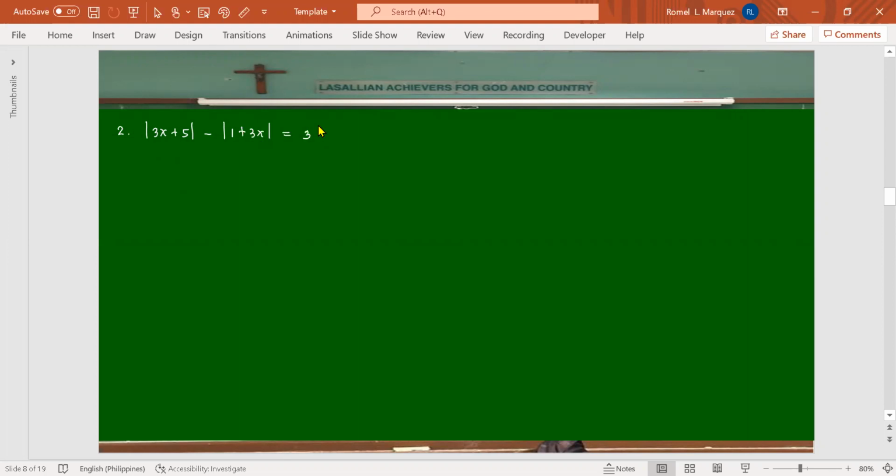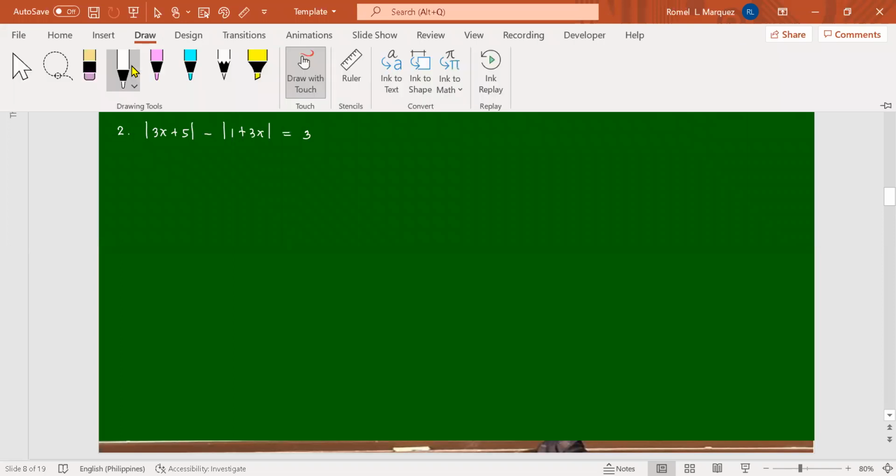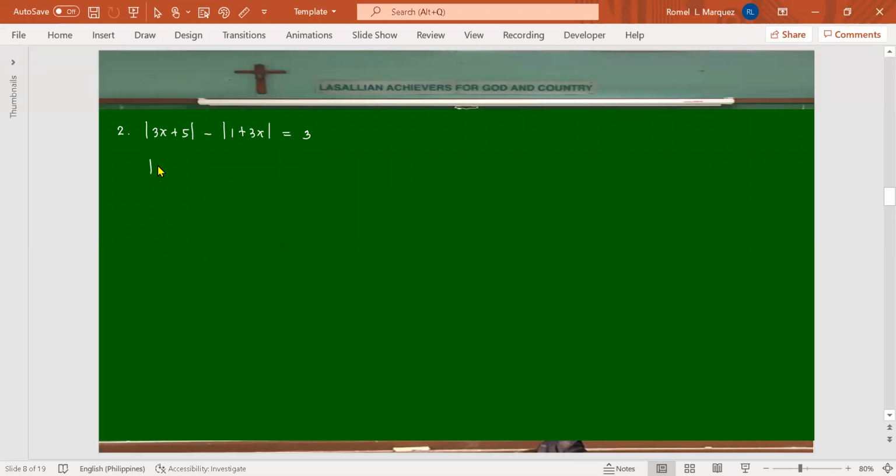3. Okay? Children? Now, what do you want this to be? Remember our goal: to isolate one absolute value expression. Is one absolute value expression isolated already? No, not yet.